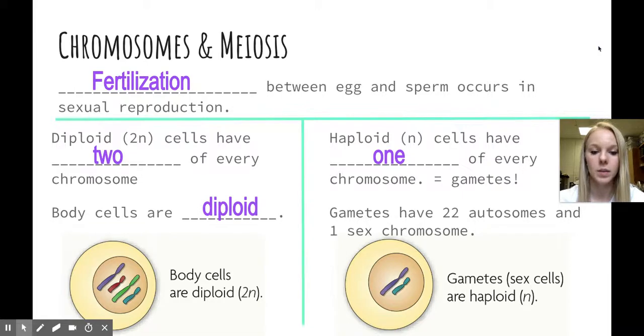Fertilization is the process where an egg and sperm come together in sexual reproduction. It is important to understand the difference between diploid and haploid cells. Diploid cells have 2 of every chromosome, half from males and half from females. All body cells are diploid. You may also see diploid written as 2N. Haploid cells have just 1 of every chromosome. Gametes have 22 autosomes and 1 sex chromosome. Haploid is also written as just N.